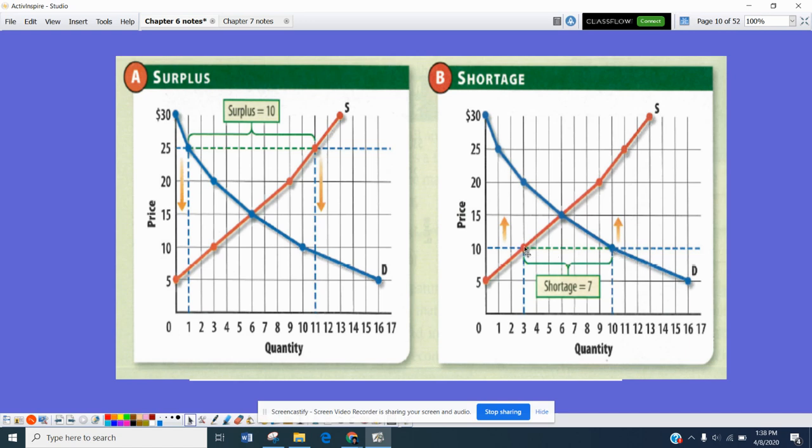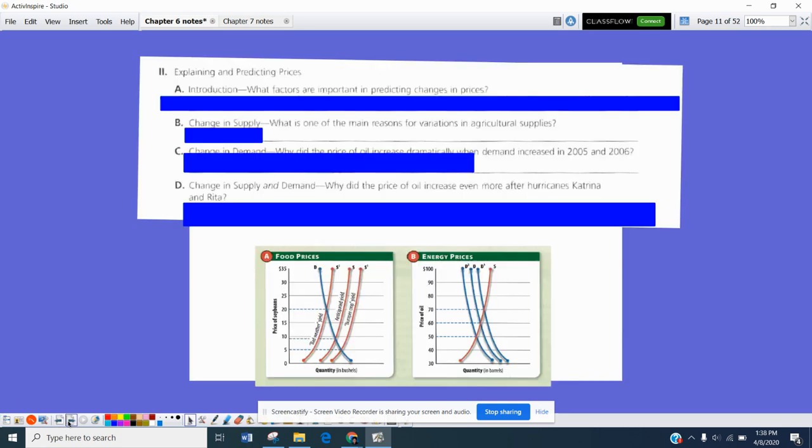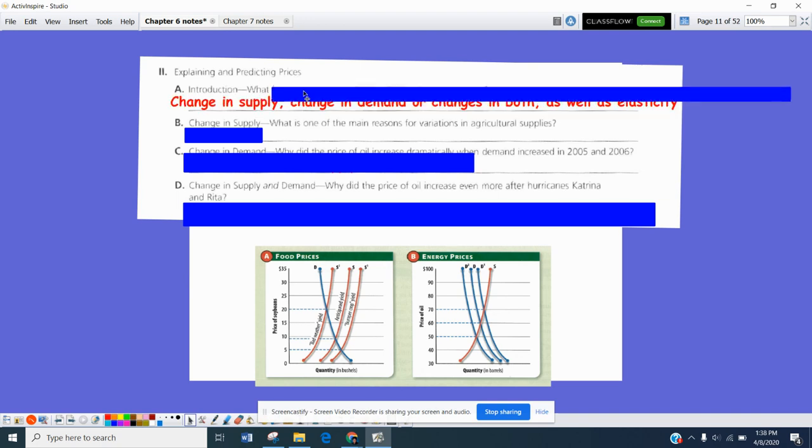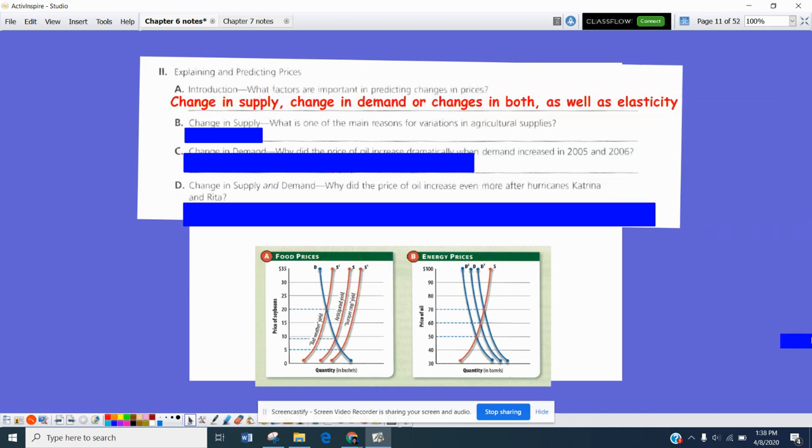There's not a lot of it available for sale, and hence that's going to drive the price upwards to $15. So that's kind of a rough example of that. So explaining and predicting prices, what factors are important in predicting changes in price? The change in supply, change in demand, or both. Okay, as well as elasticity.